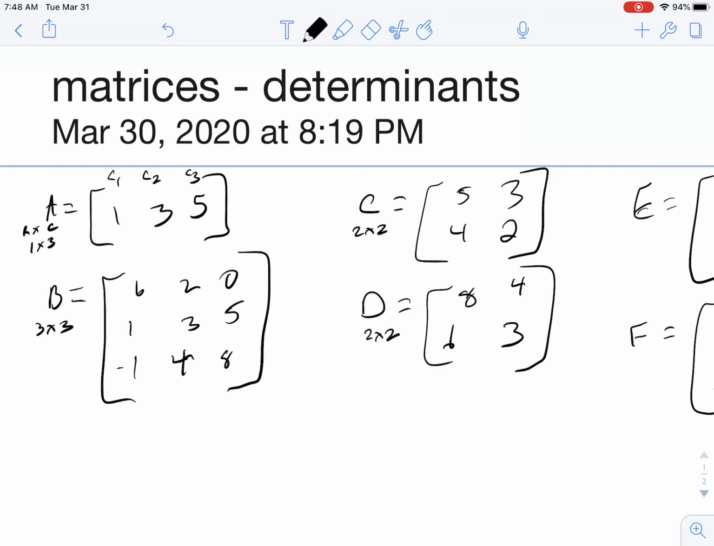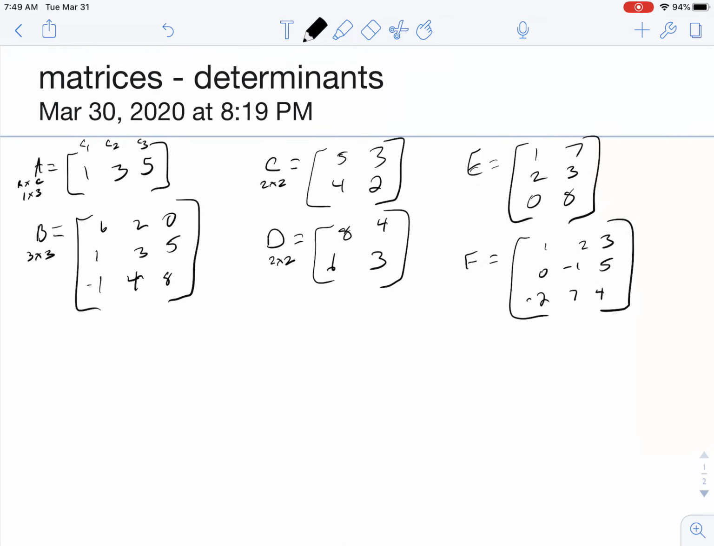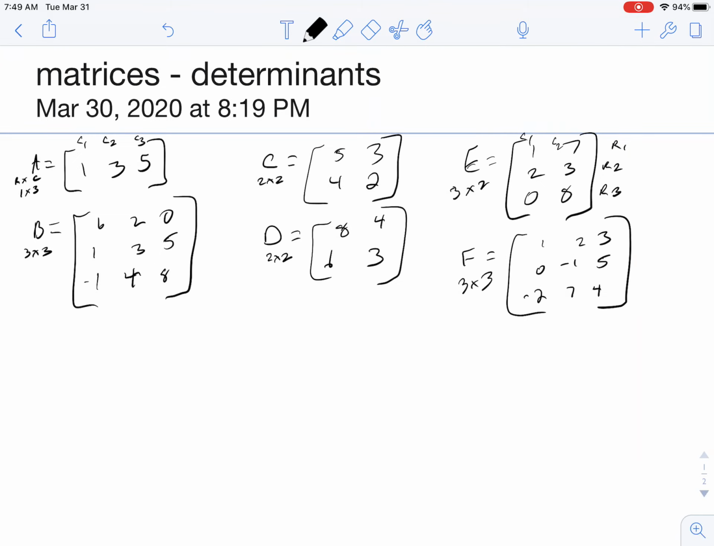So is D. E has 3 rows. 1 and 7 is the first row. 2 and 3 is the second row. 0 and 8 is the third row. And then column 1 is 1, 2, 0. Column 2 is 7, 3, and 8. So therefore it is a 3 by 2. E is a 3 by 2 matrix. And F is a 3 by 3 matrix.